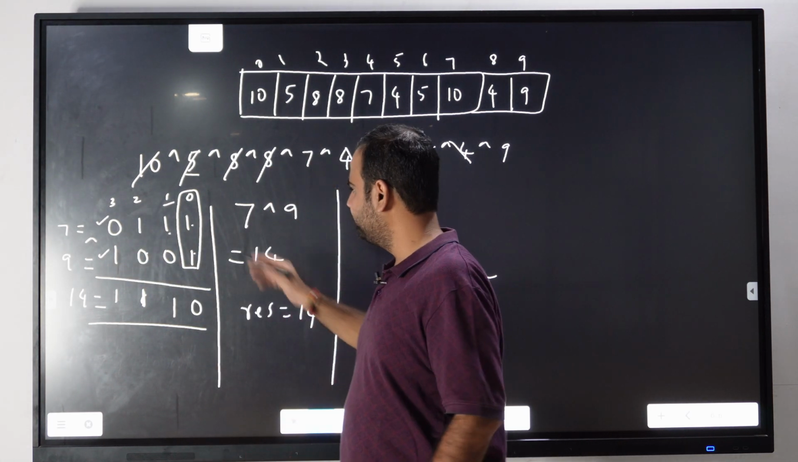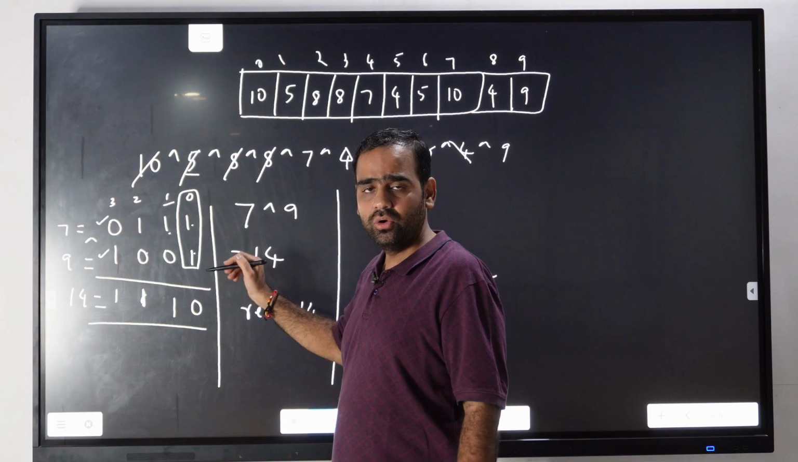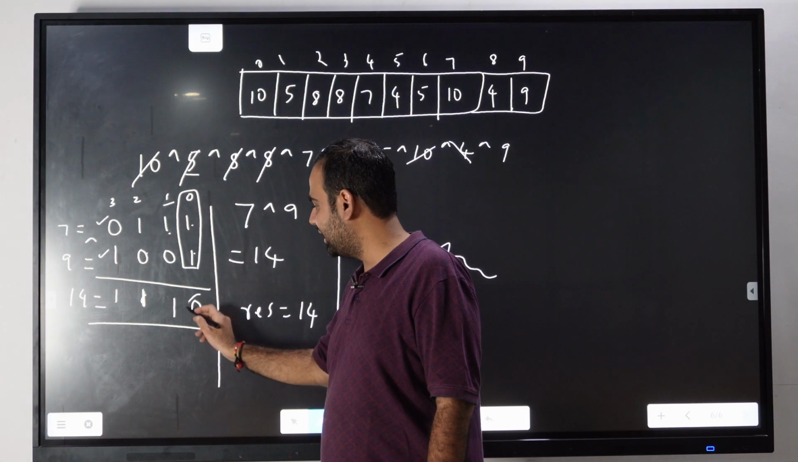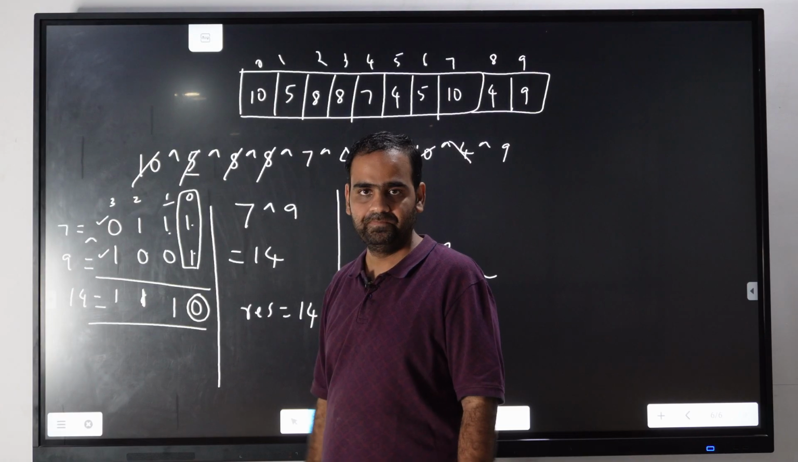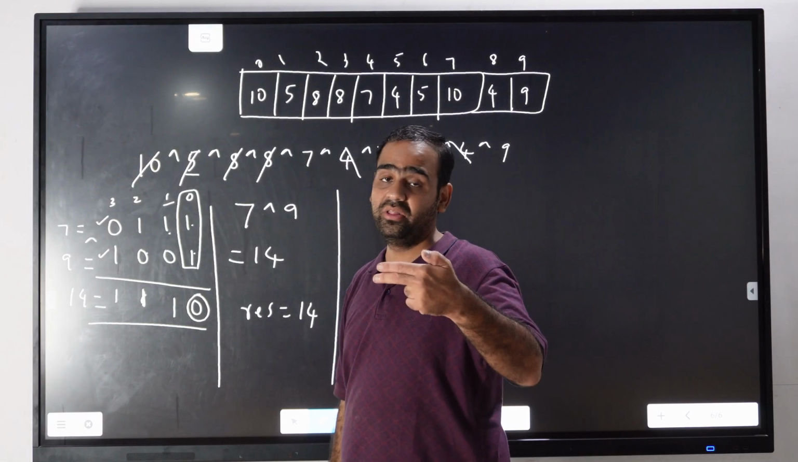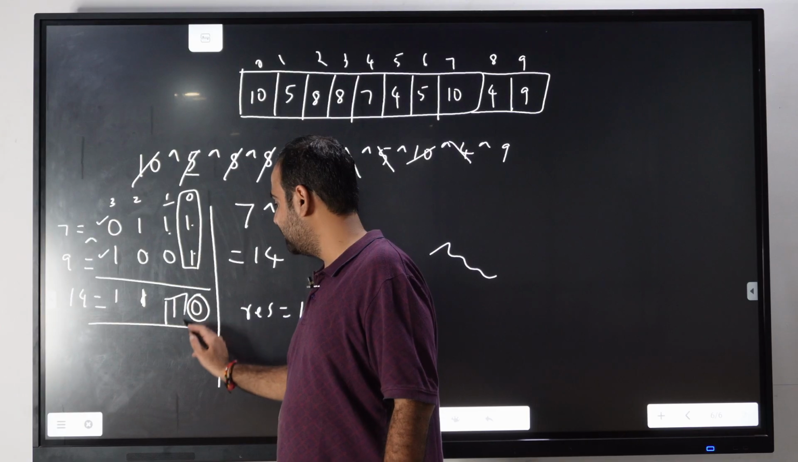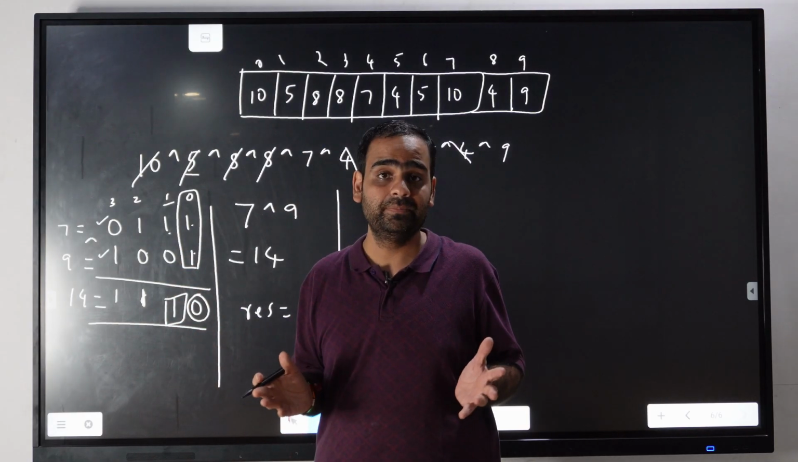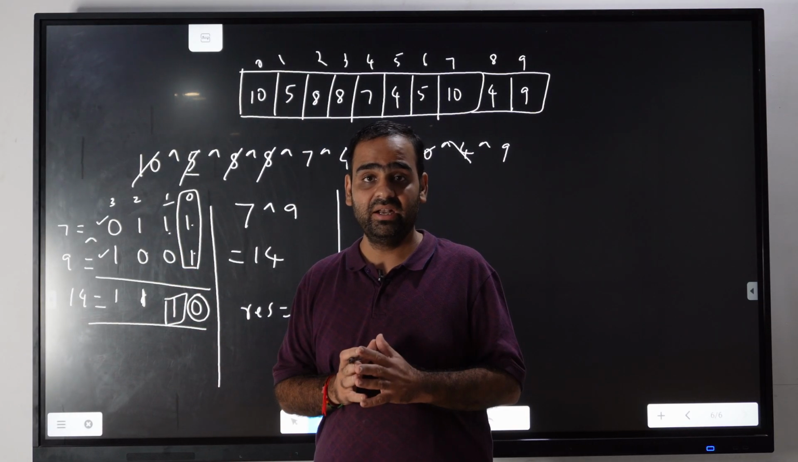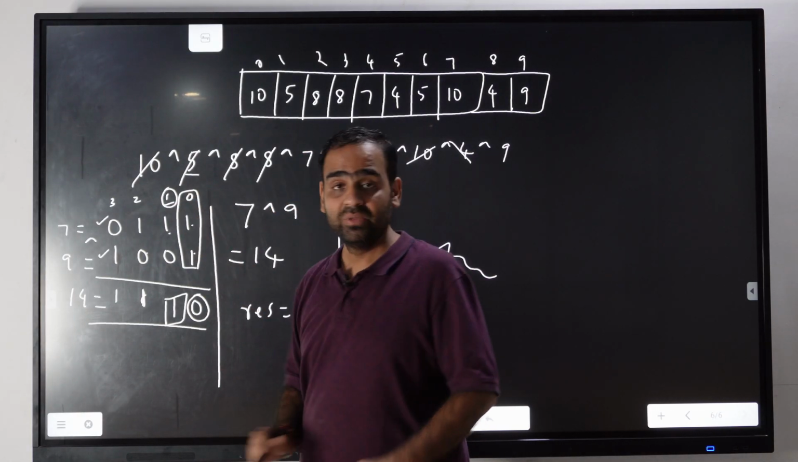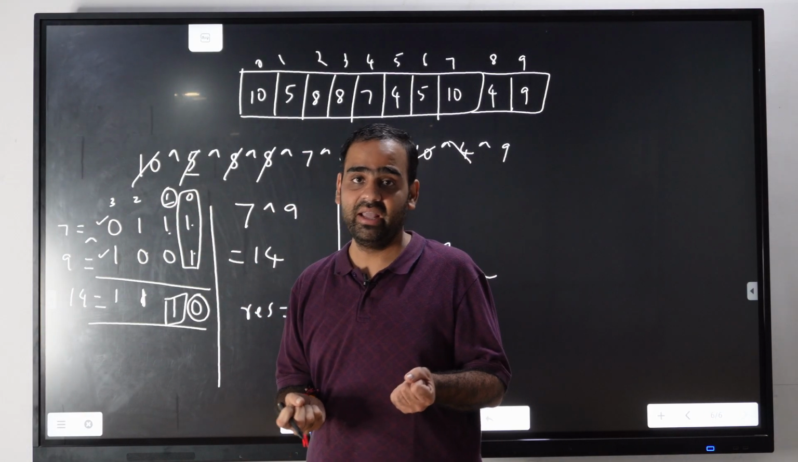Now we know that 0 XOR 0 is 0 and 1 XOR 1 is 0. That means if I get 0 as the answer as a bit, both the bits are the same, I cannot distinguish. If I get it as 1, that means both the bits are different. That means I can distinguish. Therefore, by looking at the first bit, we can distinguish 7 and 9.